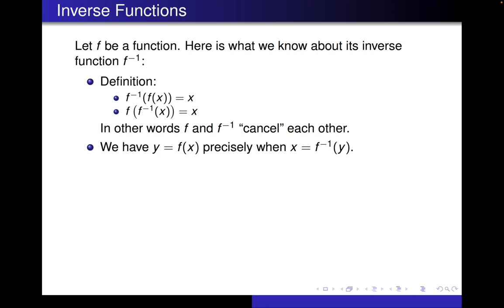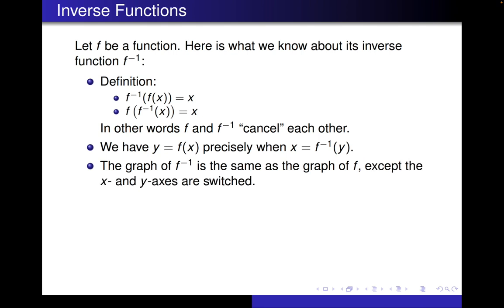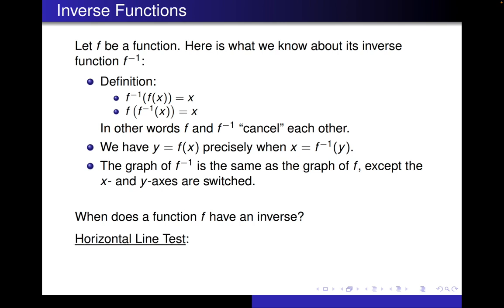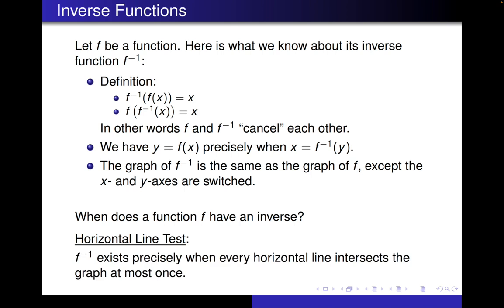The other thing we knew is that if we had the equation y equals f of x, that means that when we solve for x, we get f inverse of y. And what that led us to think is that when we got to the graphs of inverse functions, the graph of f inverse is exactly the same as the graph of f. The only difference is we switched the x and y axes. And then we finally were able to determine when a function f has an inverse just by looking at its graph. What we came up with is something called the horizontal line test, which says that f actually has an inverse precisely when every horizontal line intersects the graph of f at most once.